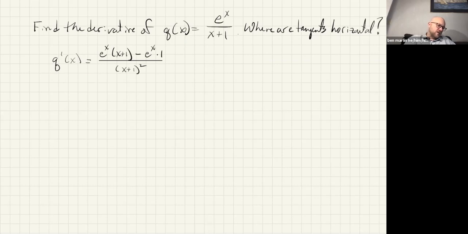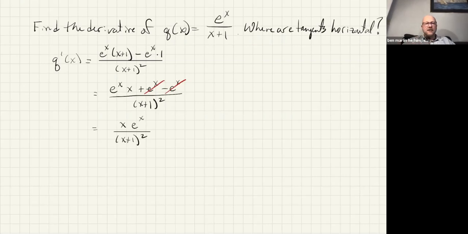So if you simplify that, let's see, we might want to expand first and get e to the x times x plus e to the x minus e to the x all over the x plus 1, the quantity squared, and you spot the e to the x's are going to cancel there, and so we end up with this being x e to the x divided by the quantity x plus 1 squared.